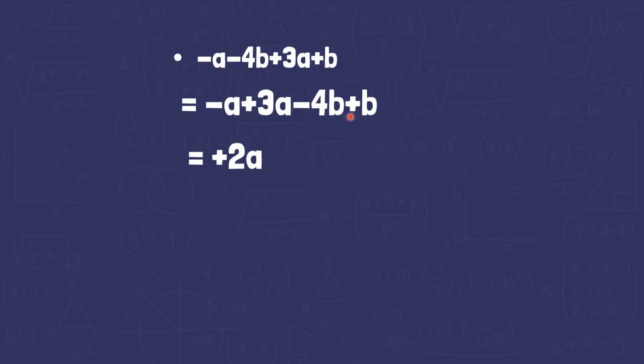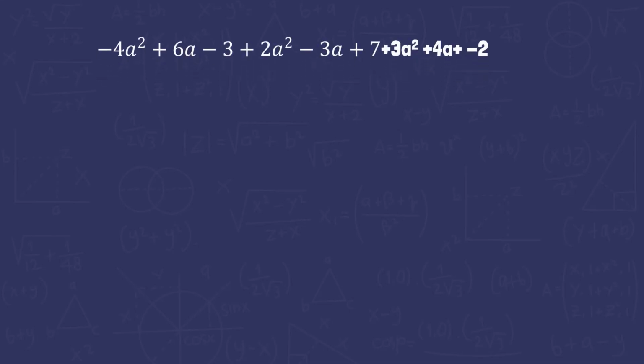Now we're going to be solving these two. These two also have different signs. Different signs means we're going to be subtracting them. So by subtracting them, we get the answer minus 3b. We use the minus sign because 4b is the greater number over here, and this also has a minus sign. We're going to do our last question.